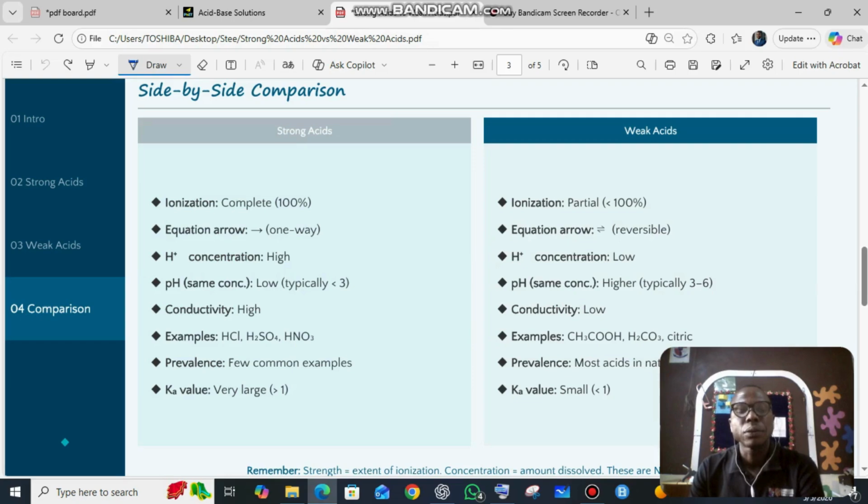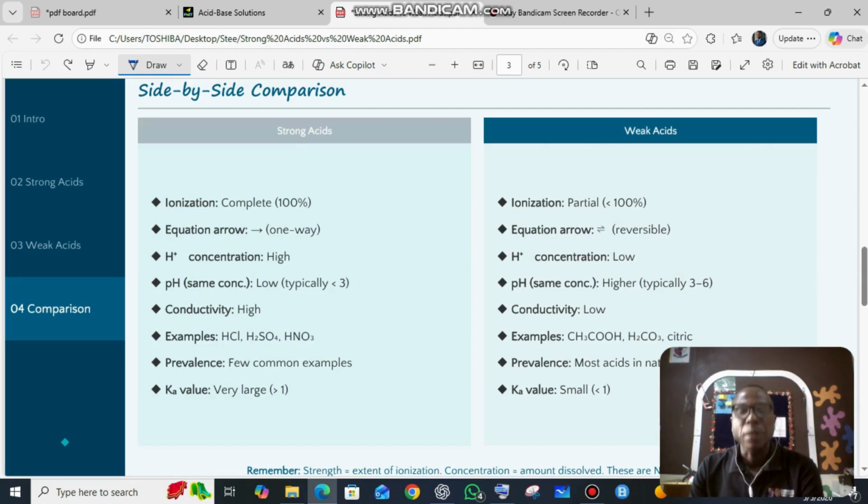Today we are going to clear a very common confusion in chemistry. And what exactly is this? It's the difference between strong acids and weak acids. So we are trying to compare, side by side, the differences between strong acids and weak acids. Let's start with the first one, ionization.